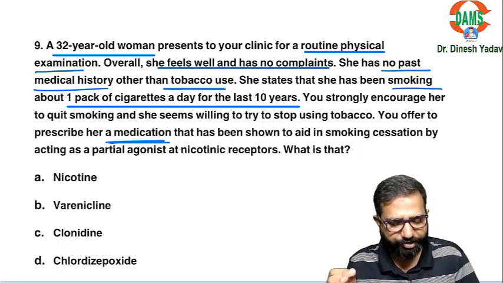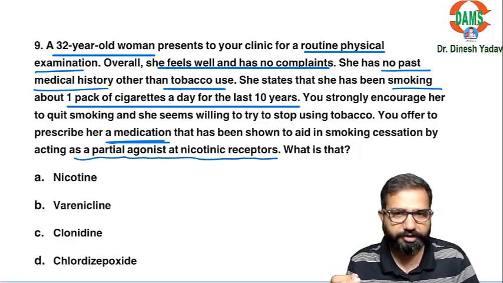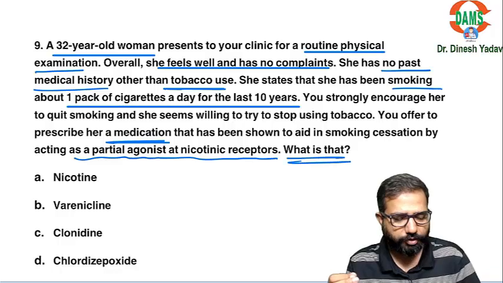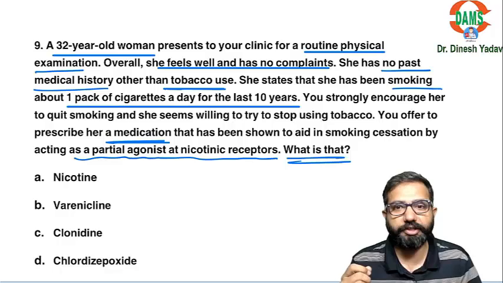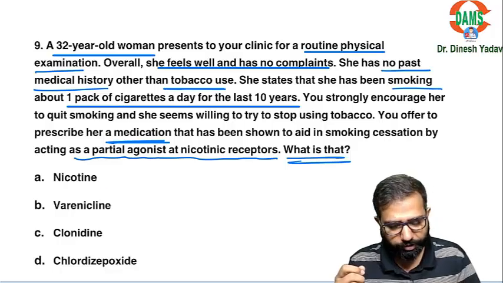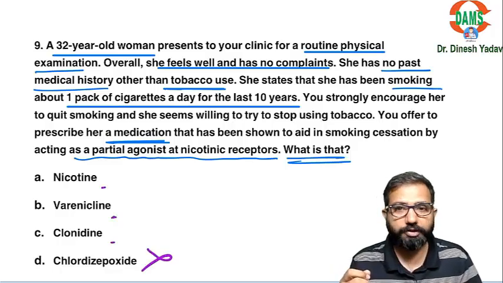You also offer to prescribe her a medication that has shown an effect in smoking cessation by acting as a partial agonist at the nicotinic receptor. Which drug is this? Basically, it is asking about the anti-smoking drug which acts as a partial agonist at the nicotinic receptor. We can use nicotine, varenicline, clonidine for this purpose.